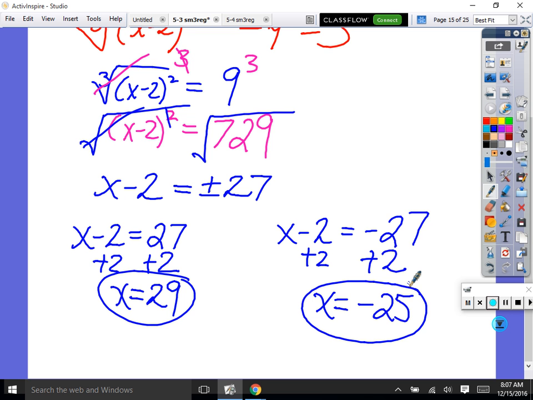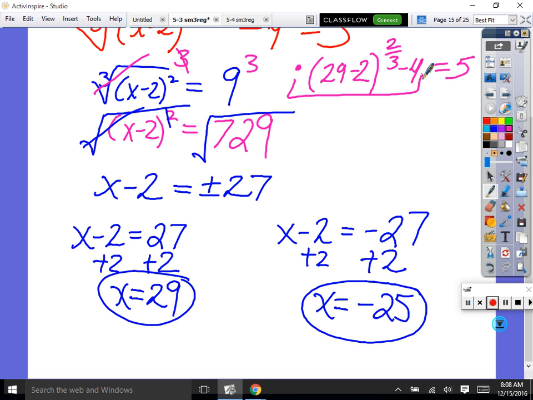Go back to the original problem. I'm going to write it right here so I don't get the solutions away. Which problem was this? 23. So we're going to plug in. First, I'm going to check positive 29. So we'll put in our parentheses: (29 minus 2) raised to the 2/3 minus 4 equals 5. Does that work? Type it in your calculator. Go. You get 5. So 5 equals 5. That is not extraneous, so we keep it.